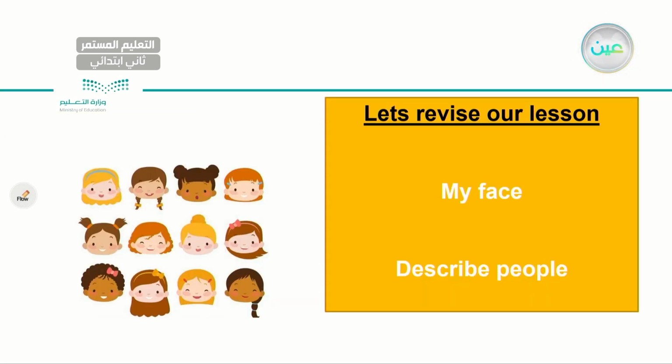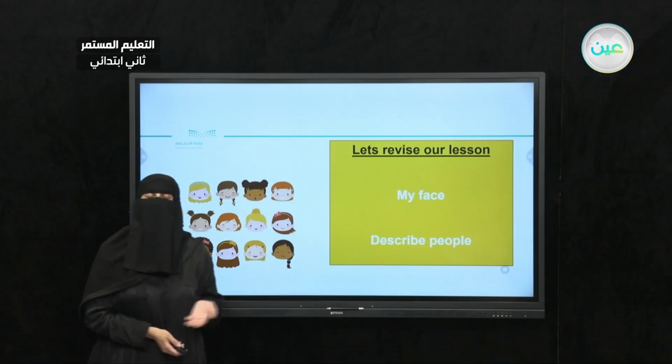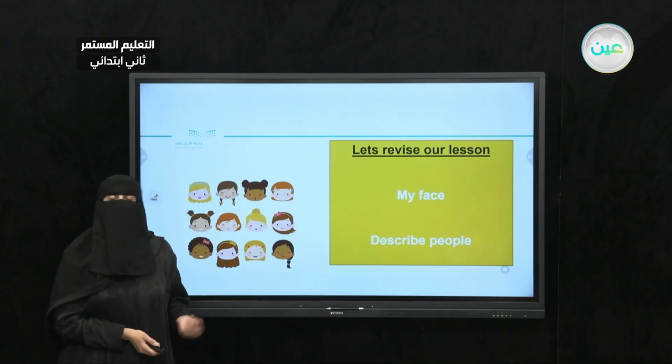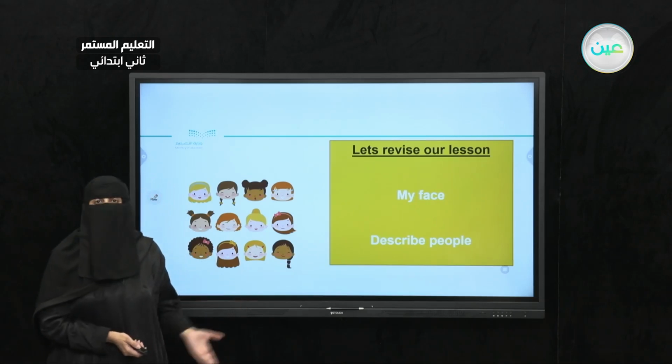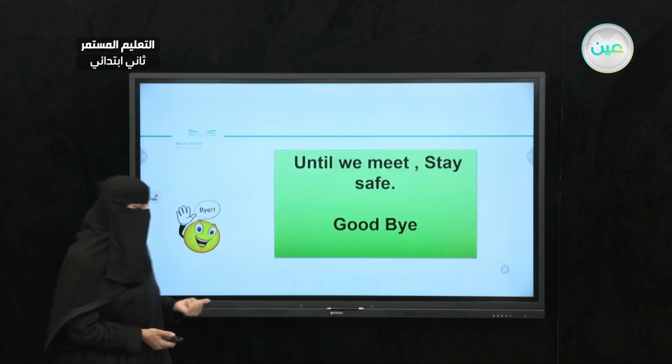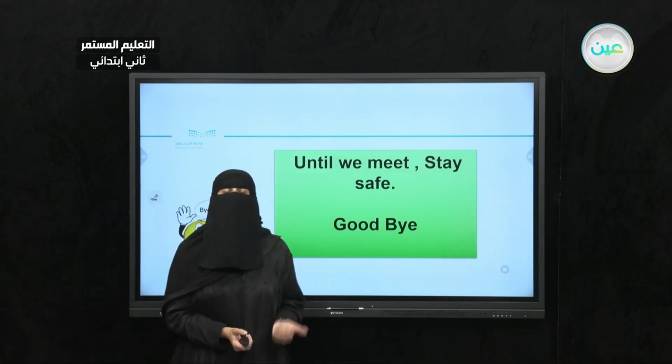Now, let's revise our lesson, my dear student. In this lesson, we introduced describing people based on what? Based on their facial parts. For example, I can have brown eyes, blue eyes, light skin, dark skin, long hair, short hair, people wearing glasses, and so on. So that was my lesson, my dear student.